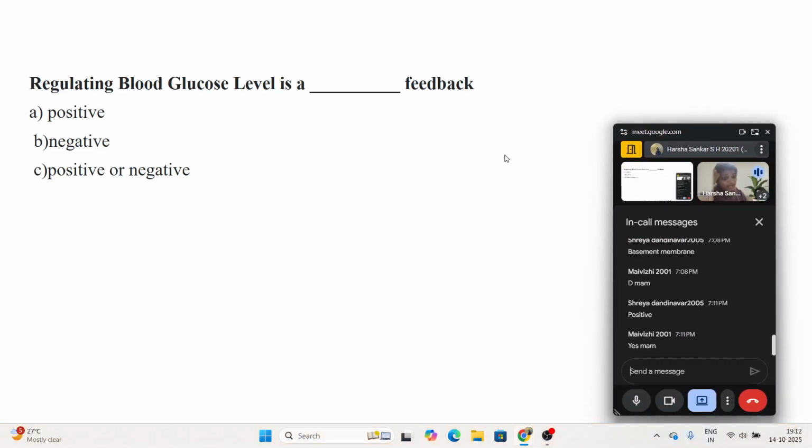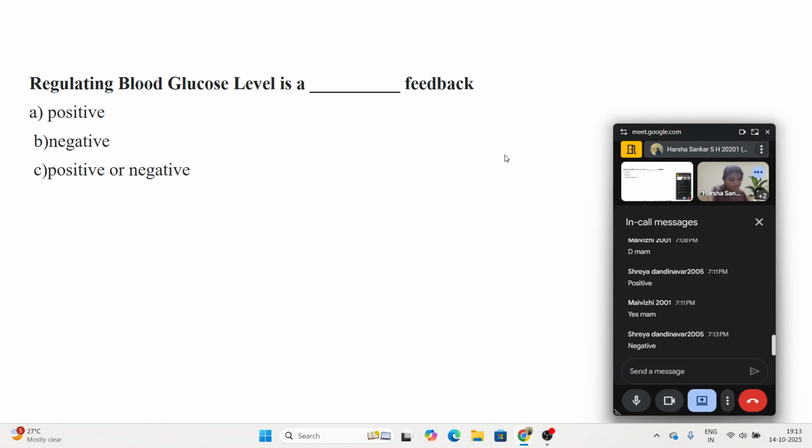There are other examples also. So I am telling again, please go back and refer to other examples for both positive and negative feedback systems and keep all the examples in mind. Questions can come with any kind of thing. Regulating blood glucose level is a dash feedback. Since it's an extra session, I cannot discuss everything that we learned in the 12th week. But if you have any doubts, I will be happy to help you. Option A positive, option B negative, option C both positive or negative.